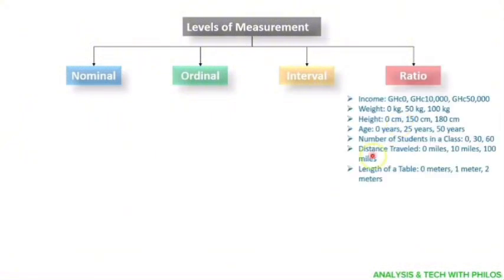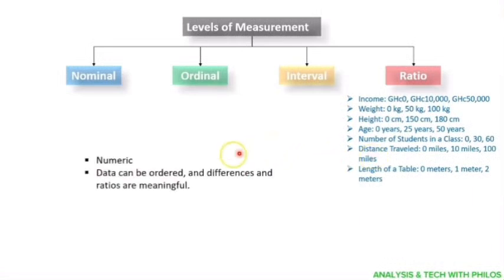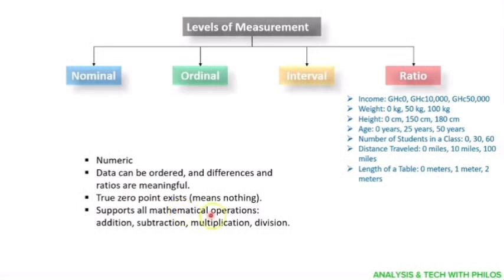Now, these are the examples of ratio level of measurement. So let's look at the characteristics. It's also numeric. Data can be ordered, and the differences and ratios are meaningful. And a characteristic that distinguishes it from the interval is that true 0 points exist. 0 means nothing. When you ask someone what's your monthly income, and the person says 0 Ghana cedis, it means that the person earns nothing. So under ratio level of measurement, 0 means non-existence. It means nothing. Another characteristic is that it supports all mathematical operations: addition, subtraction, multiplication, and division. Remember, nominal and ordinal don't support any of these operations. But interval only supports addition and subtraction. But for ratio, it supports all.